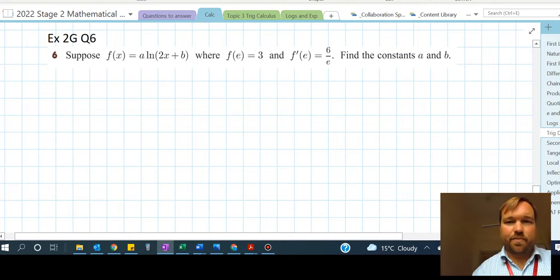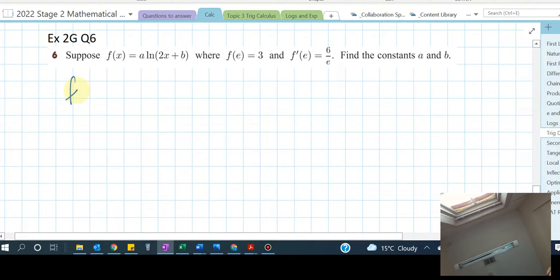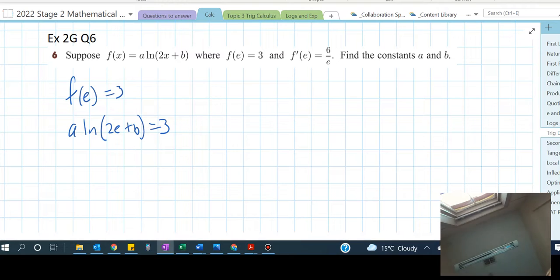All right, first of all, laid out nicely. So let's start with the first one. f(e) equals 3. That looks like A ln(2e + B) equals 3. All right, and that's equation 1.